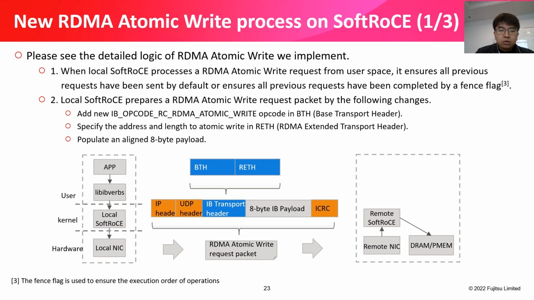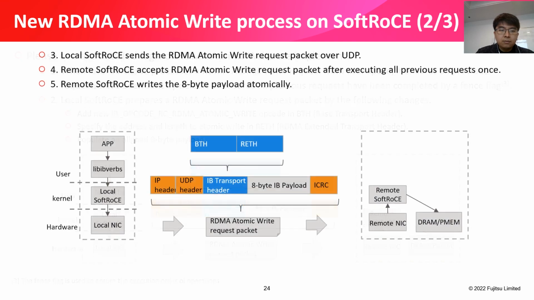Step 2. Local soft RoCE prepares an RDMA atomic write request packet by the following changes: the new IB opcode RC RDMA atomic write opcode in the base transport header, specified the address and length to atomic write in the RDMA extended transport header, and populate an aligned 8-byte payload. Step 3. Local soft RoCE sends the RDMA atomic write request packet over UDP.